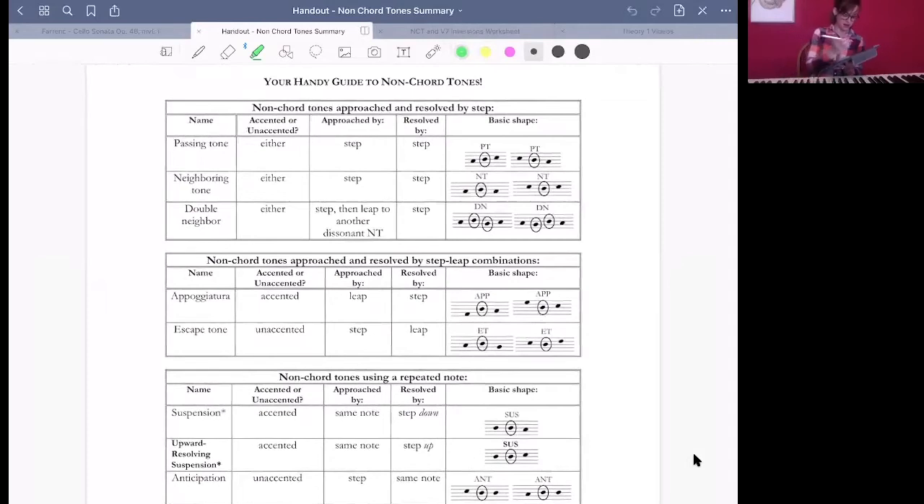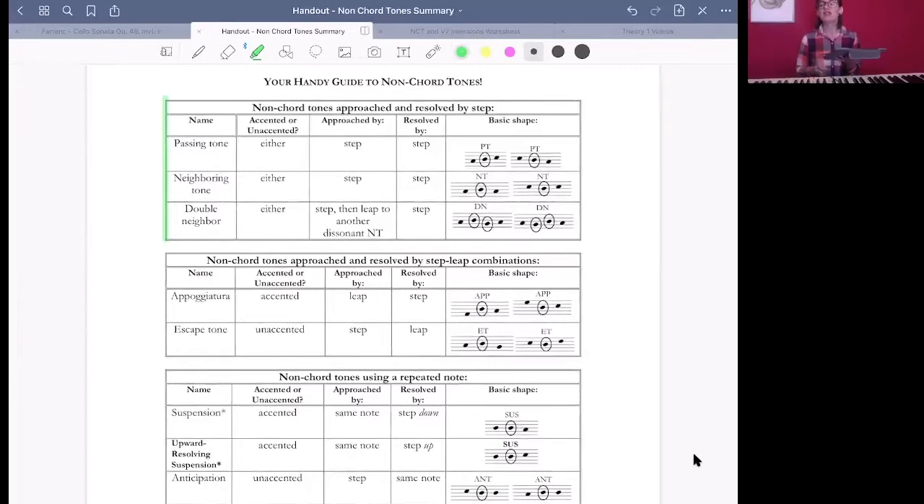This first box here, these are non-chord tones that are approached and resolved by step only. So we're only moving by step with these non-chord tones. And one of these, the very first one, you already know. The passing tone we learned in second species counterpoint. So we already know that one. It is a note that is between two consonants and you pass through it by step.